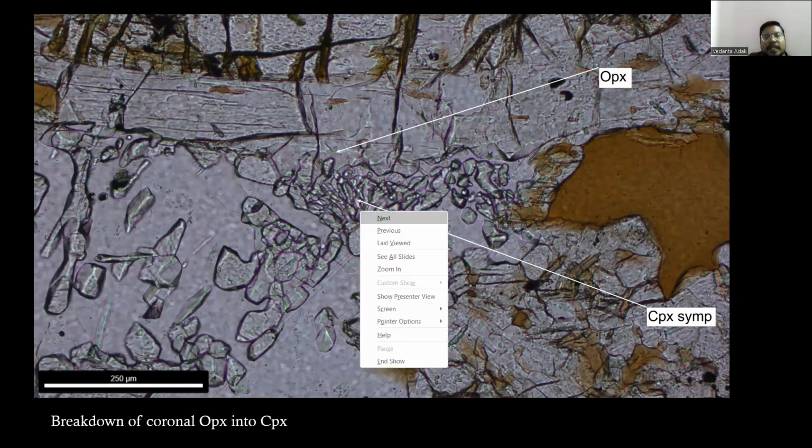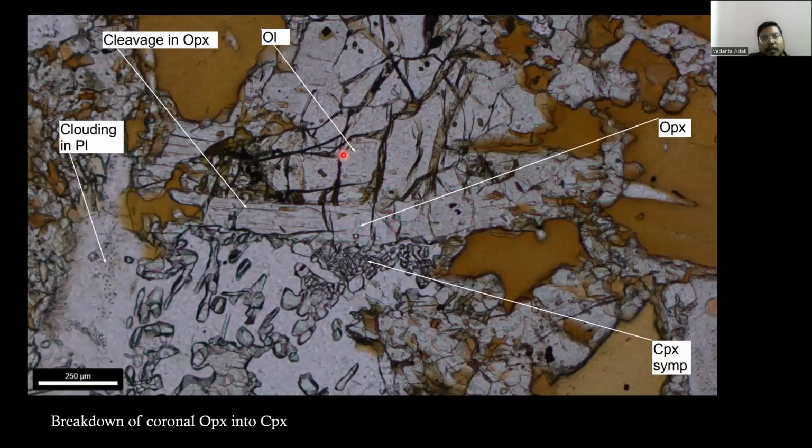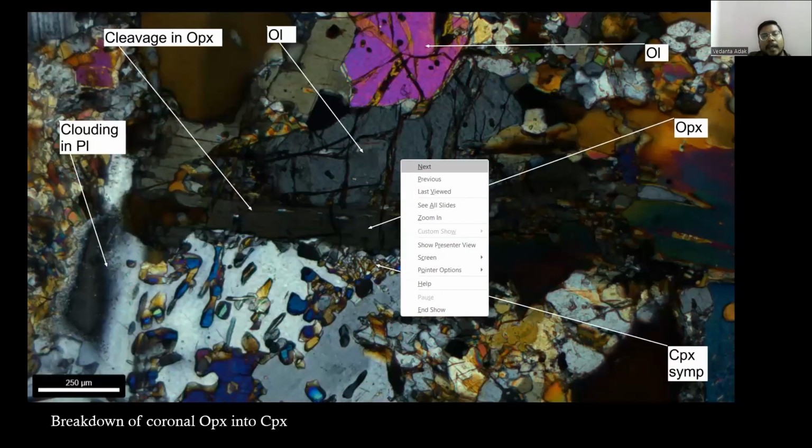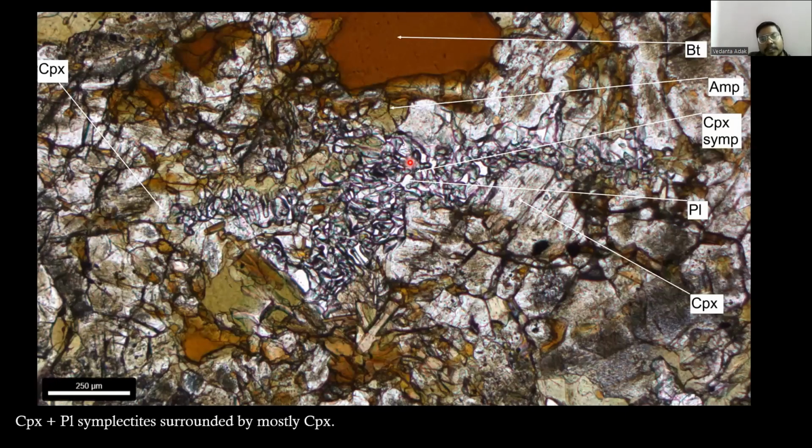So basically, you can see that here we have olivine, here we have that orthopyroxene layer, that is coronal layer, that is breaking down into CPX plus symplectites. Another thing: we sometimes find CPX symplectites that are surrounded by CPX grains. There is no OPX. So apparently that might contradict our previous observations that some clinopyroxene symplectites are forming from OPX, also because there is no OPX here.